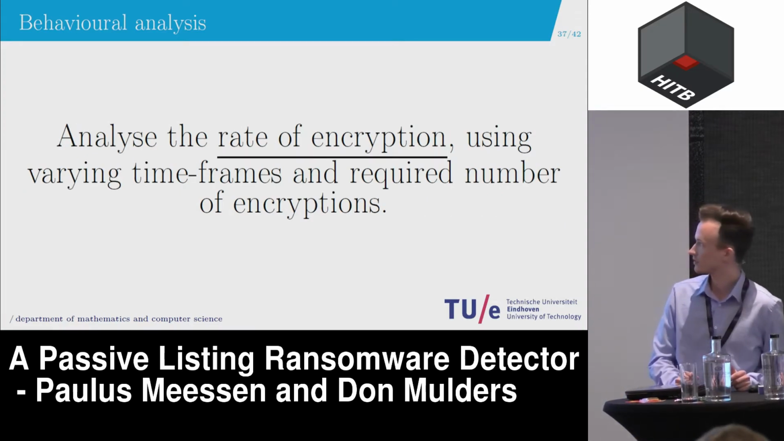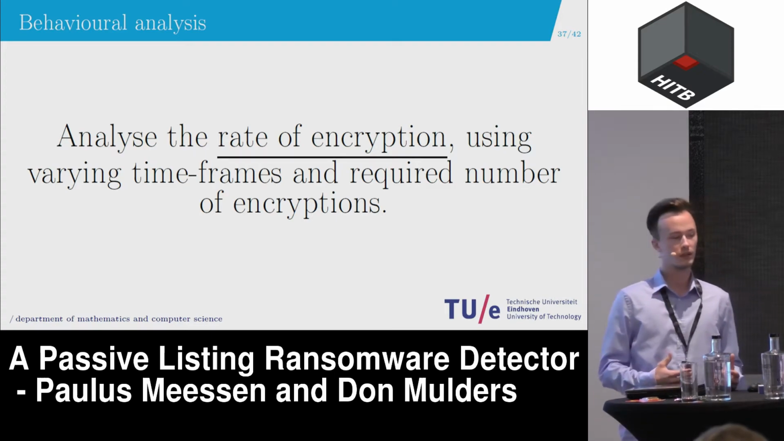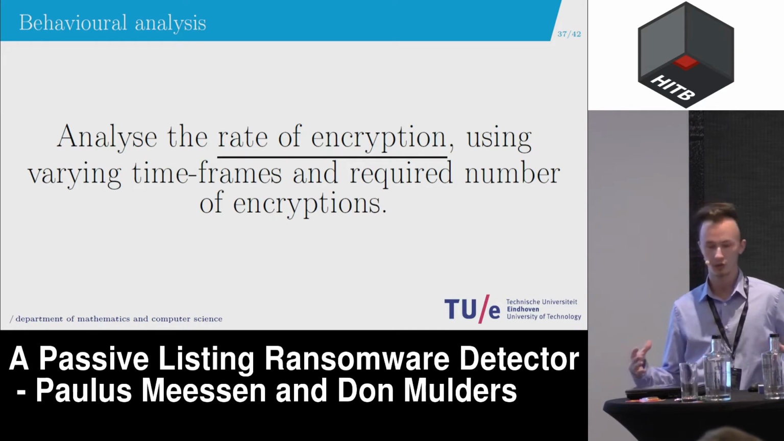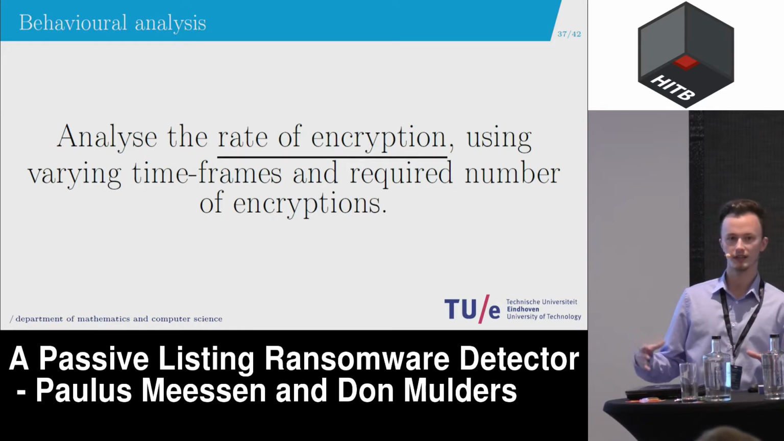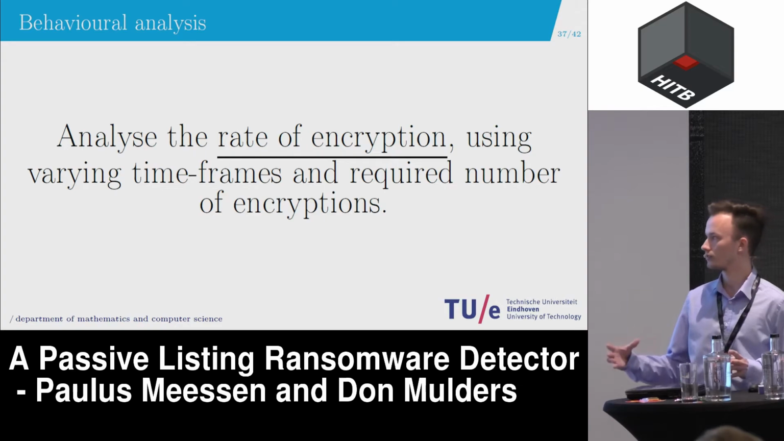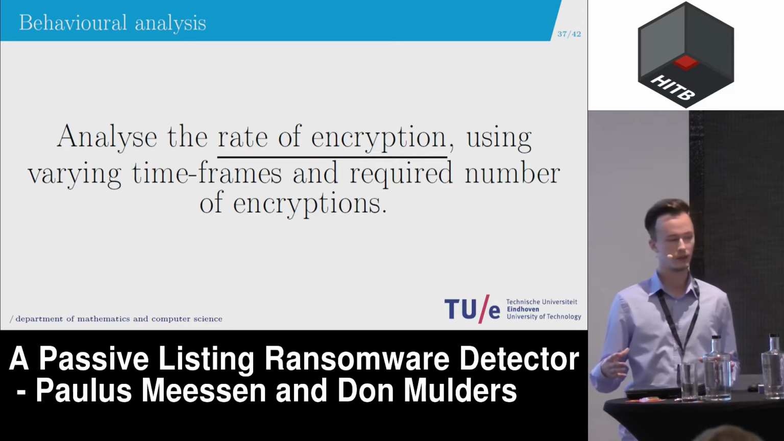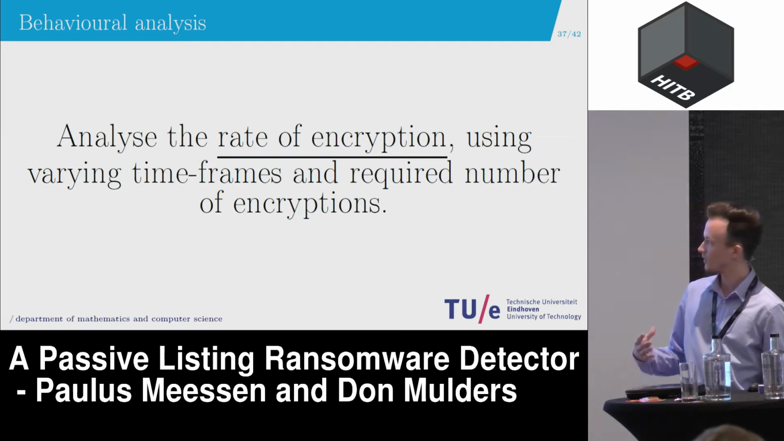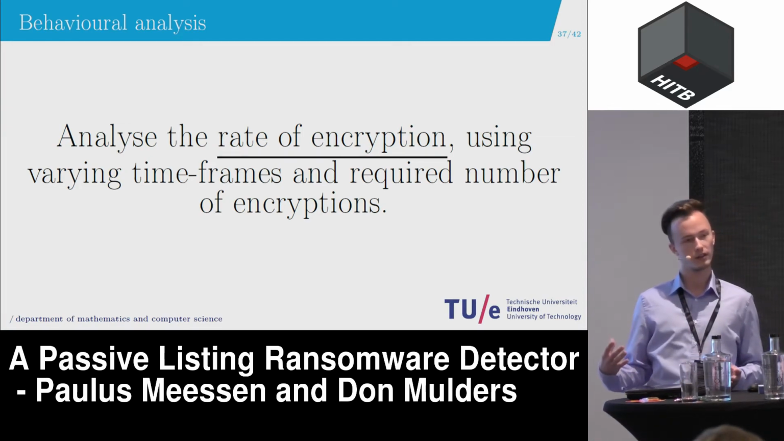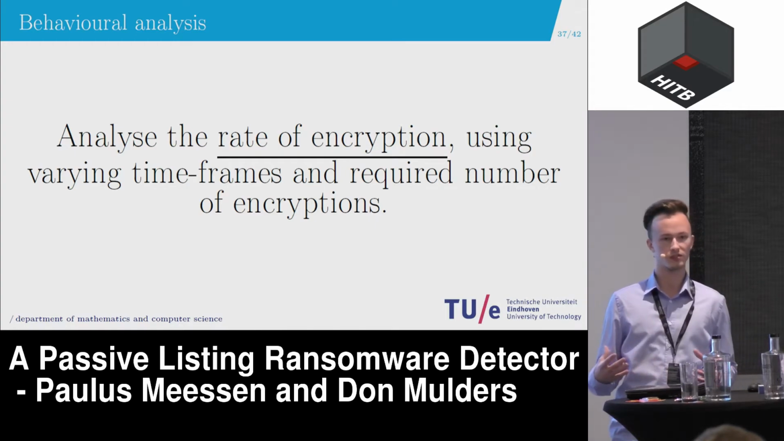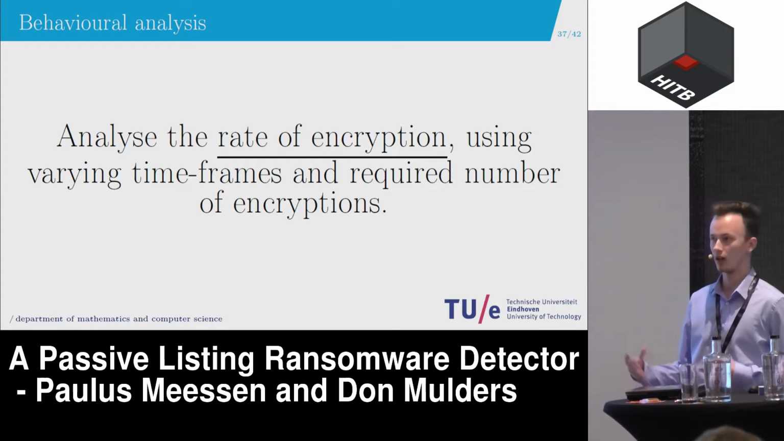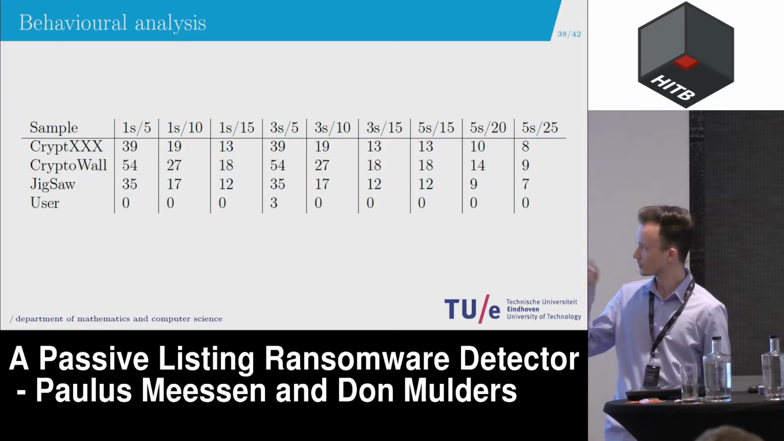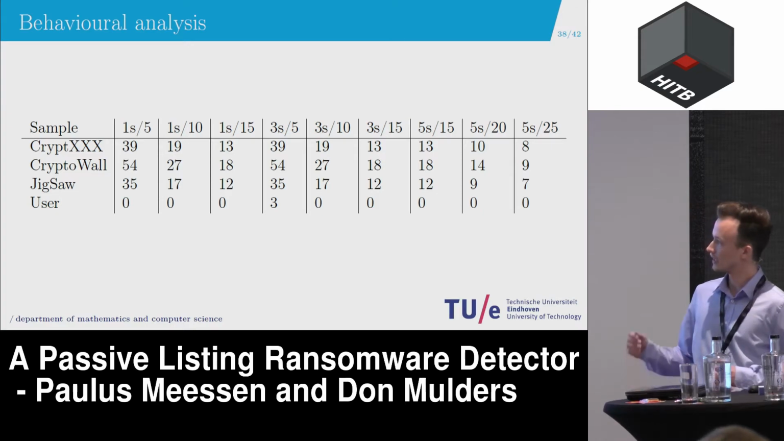So by analyzing the rate of encryption of each of these samples and using some different time frames, in which we started with the first encryption that we detect, and then kind of measuring until the time frame stops, we can actually see, well, okay, is this ransomware or is this a user, based on the number of alarms that went off because they exceeded the required number of encryptions. So we have another table.